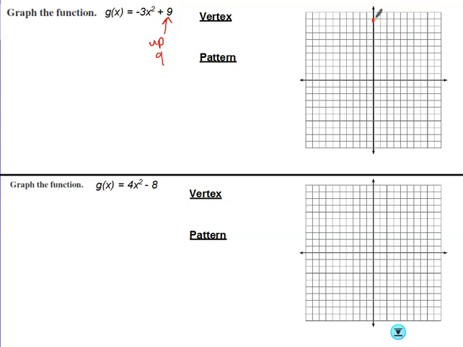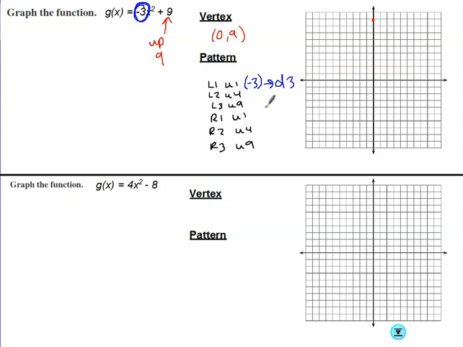We are moving up 9, so our vertex is at the point 0, 9. My pattern: left 1, up 1, left 2, up 4, left 3, up 9. And then right 1, up 1, right 2, up 4, right 3, up 9. It is going to be changing because we are multiplying by a negative 3. So when I multiply by negative 3, all the ups become downs.